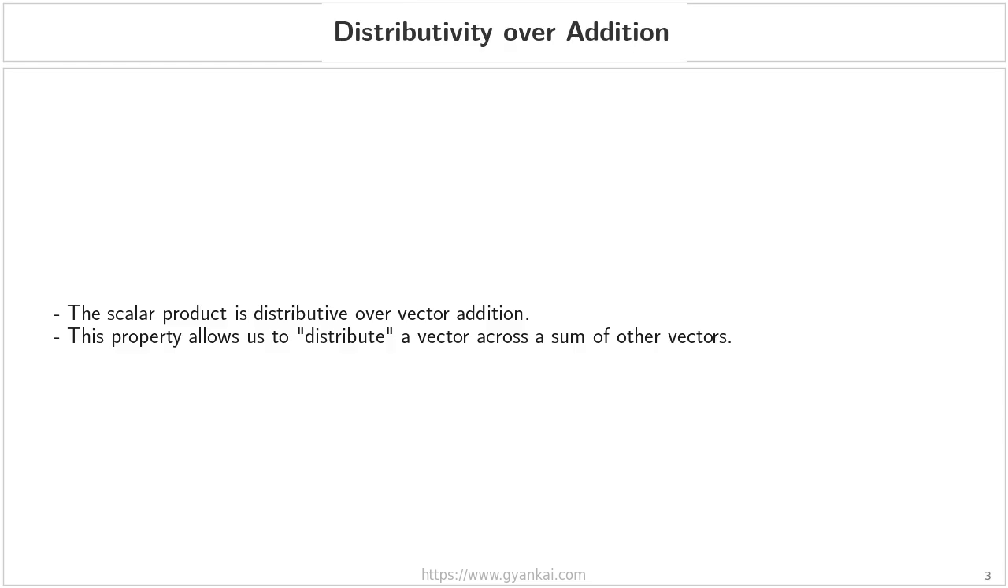Distributivity over addition. Now that we've seen how the order of vectors doesn't matter in the previous slide, let's move on to our next property, distributivity over addition. Essentially, this property tells us that the scalar product is distributive over vector addition. In simpler terms, this means we can distribute a single vector across a sum of other vectors, much like how you would distribute a number across parentheses in basic algebra.